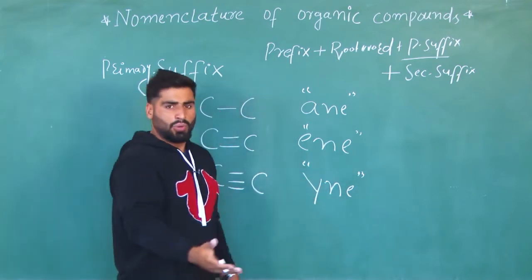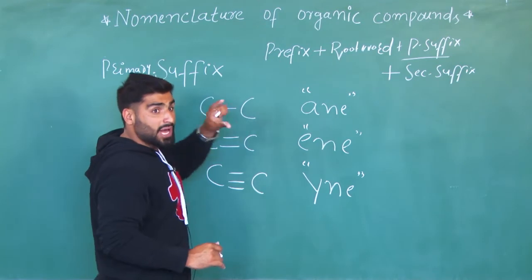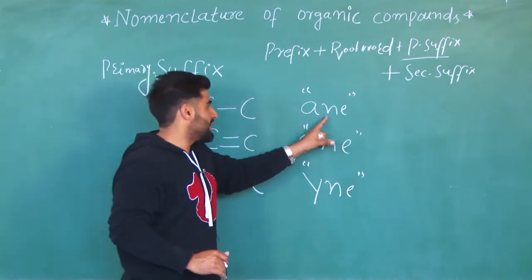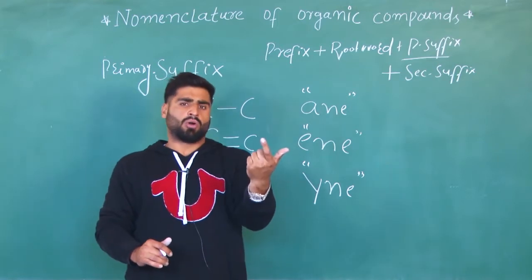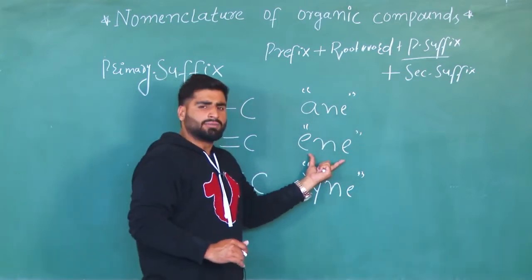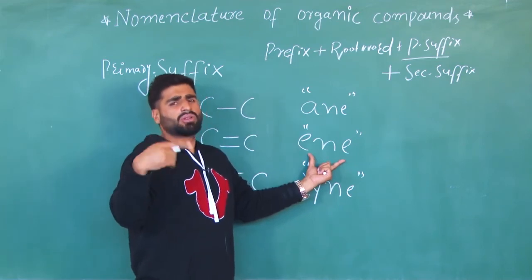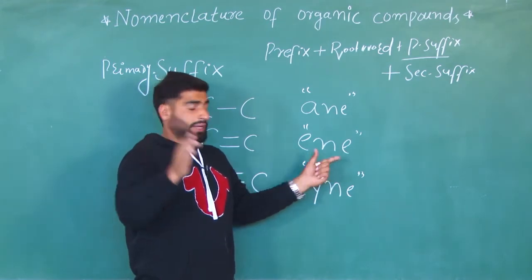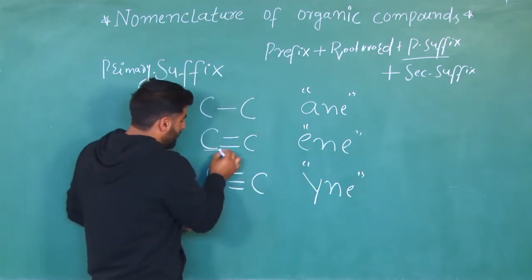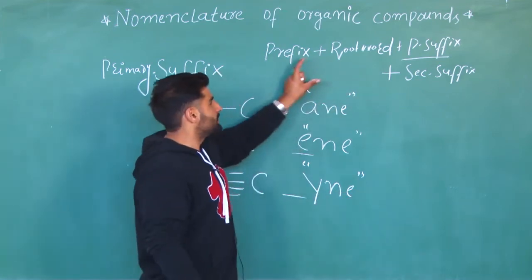So, the rule is very simple. Only carbon-carbon single bonds, we use ane. At least one double bond or more than one double bond, we use ene. There is a further addition of one rule. If there are more than 2, 3, 4 double bonds, what to do? But here, for double bond, we use ene. For triple bond, we use yne. So this was the primary suffix.